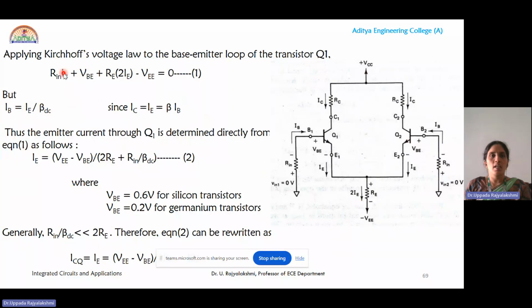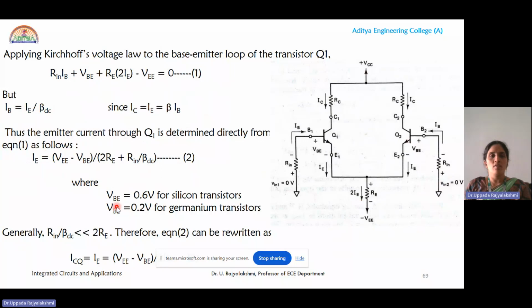Therefore, upon replacing IB as IE by beta, you can represent IE as VEE minus VBE by 2RE plus RN by beta DC, because here I have taken IE as common. If I take IE as common, it will be RN by beta plus 2RE, which comes under the denominator, and you can take the minus VBE towards the right side. Then it will be VEE minus VBE by 2RE plus RN by beta DC. So this is equation 2.